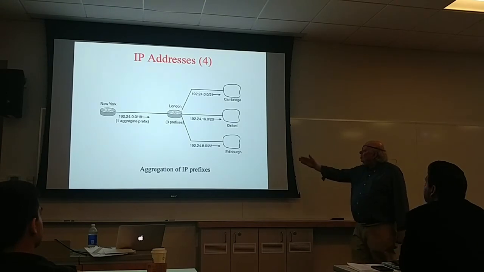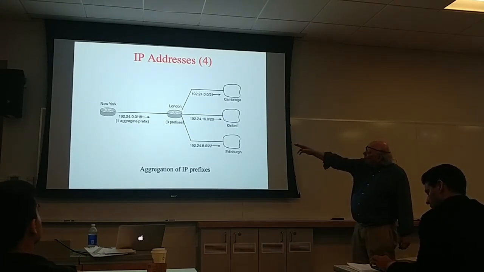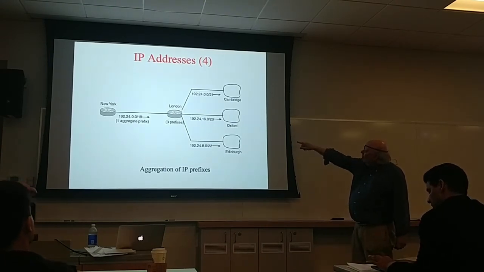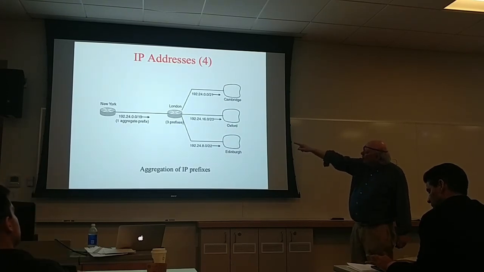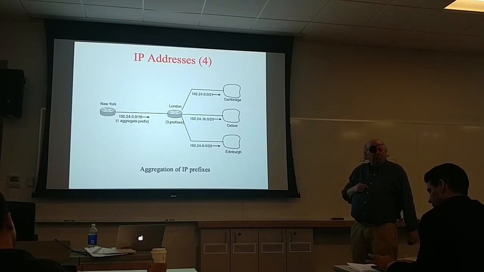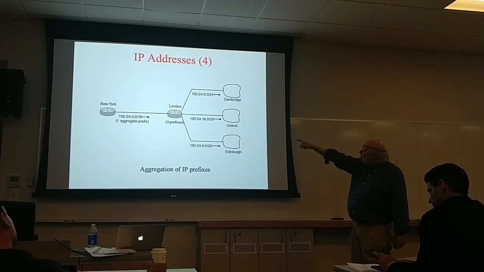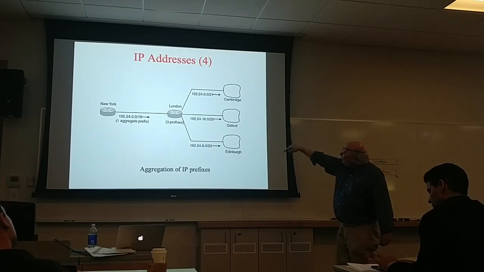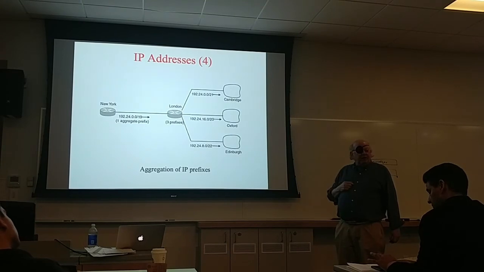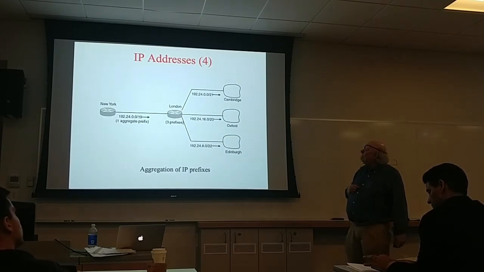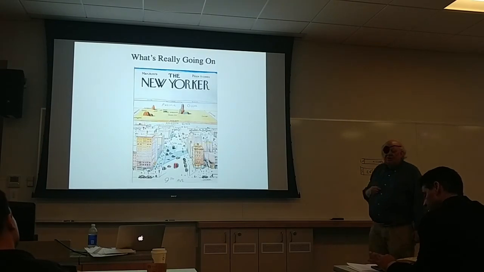And so the same thing goes on over distances, in New York, London, and all these guys in Cambridge, Oxford, and Edinburgh, look like a 192.24. And then when I get to London, it's a 192.24. So London has 3 router table entries for those, but New York only has to have 1. Okay? This is what's going on here.